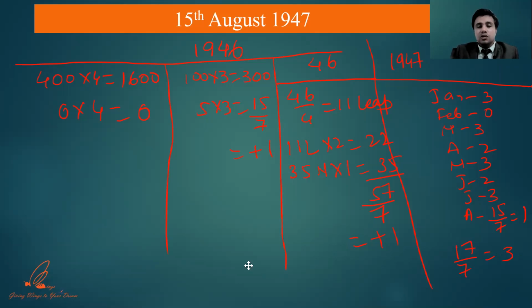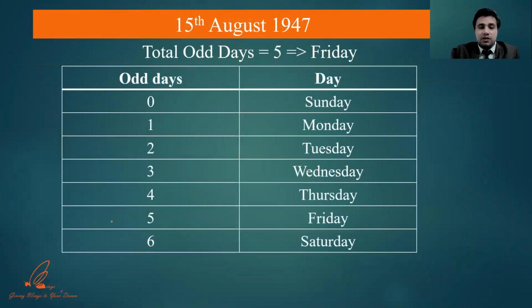So let's see what is the total number of odd days now. If you add them together, total odd days are 0 plus 1 plus 1 plus 3. Total is 5 odd days. Whenever the odd days are 5, the answer is going to be Friday. So if the odd day is 0, the answer is going to be Sunday. If the final odd day we find is 1, the answer is going to be Monday. If the final odd day we find is 2, the answer is going to be Tuesday, and so on. Here we found the odd days to be 5. That's why the answer is Friday.